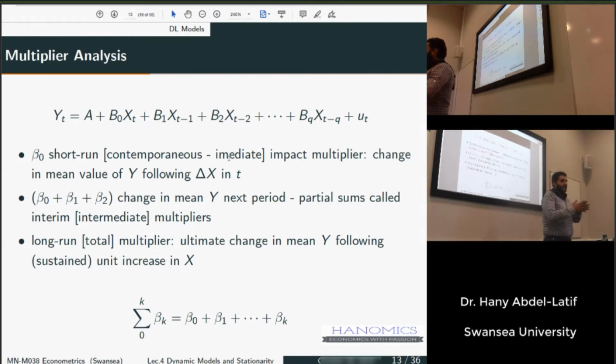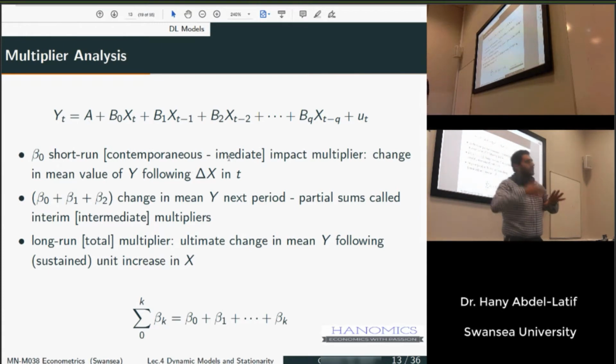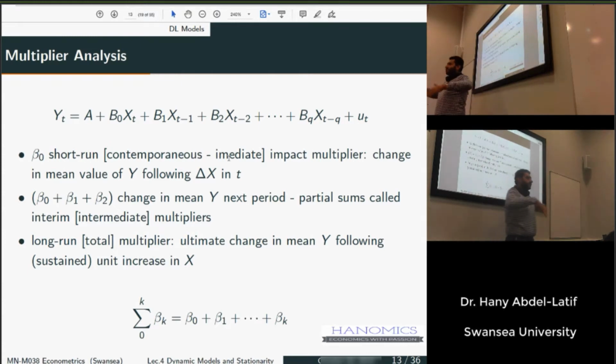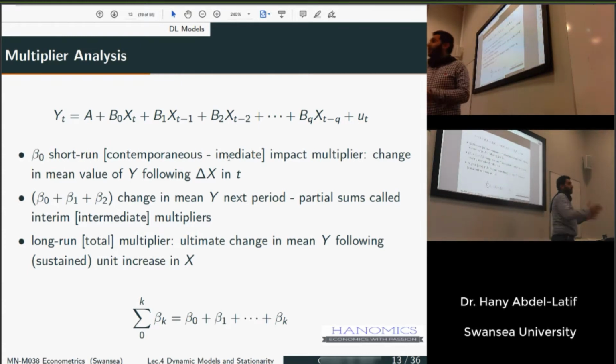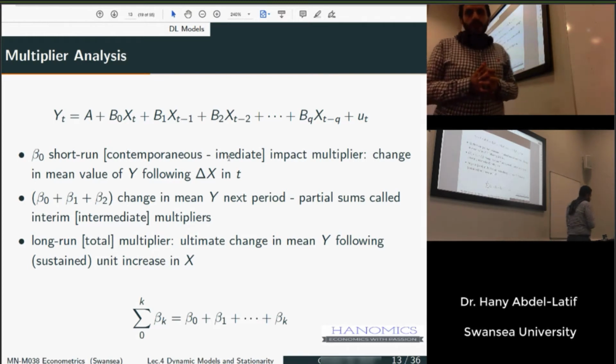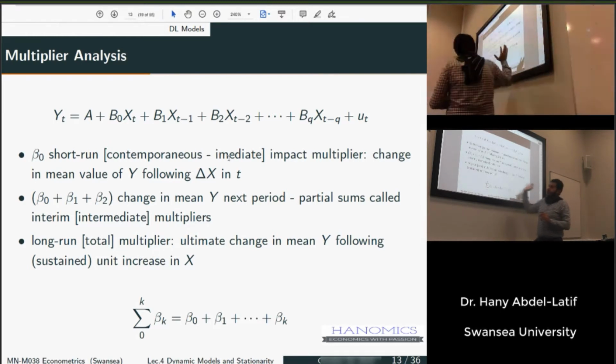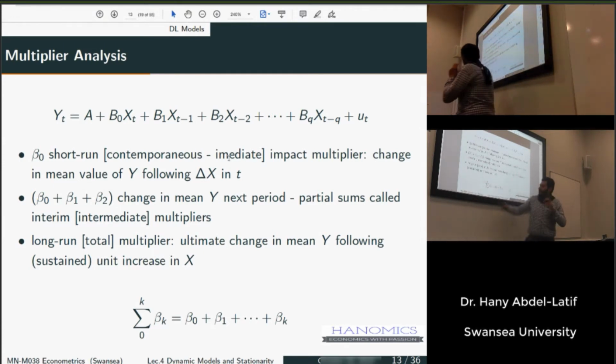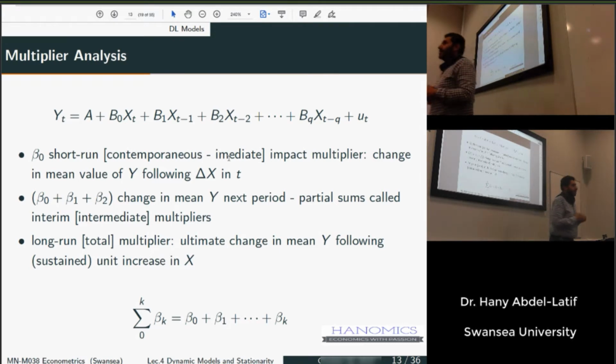If you want to look at last period, t minus 1, t minus 2, and so on, just add these together. That will give you the effect over the last 3 periods. And if you want to know the total or the long run effect, which we call the long run multiplier, just sum these betas together.